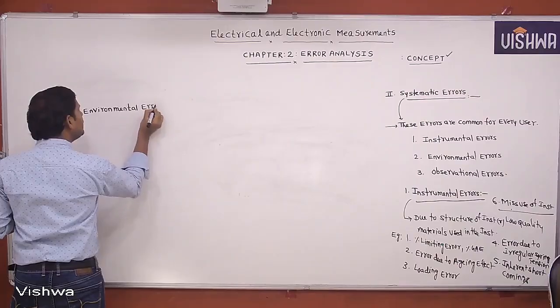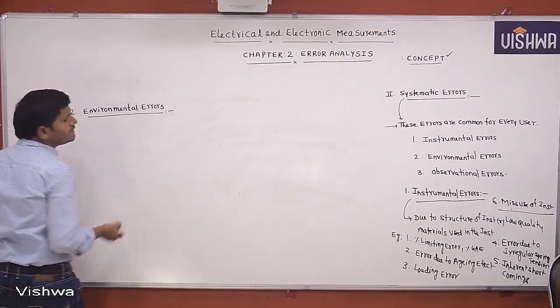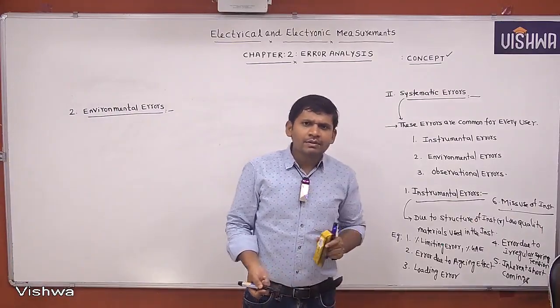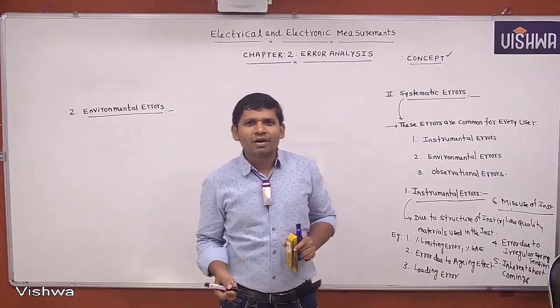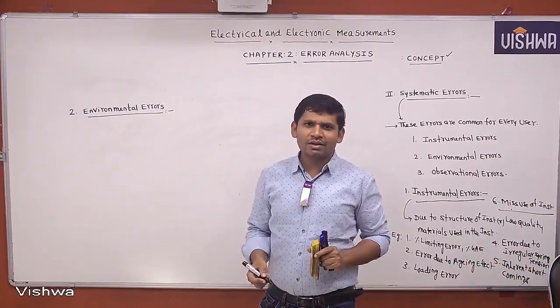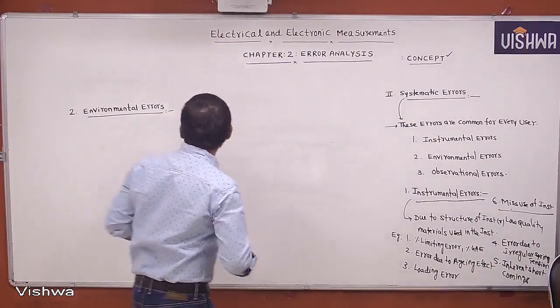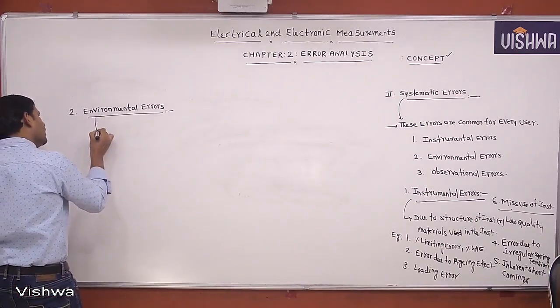Yes, the reason for environmental errors is these are the errors due to change of temperature, humidity, barometric pressure, dust and vibrations. All these are the reasons for environmental errors. Understood?